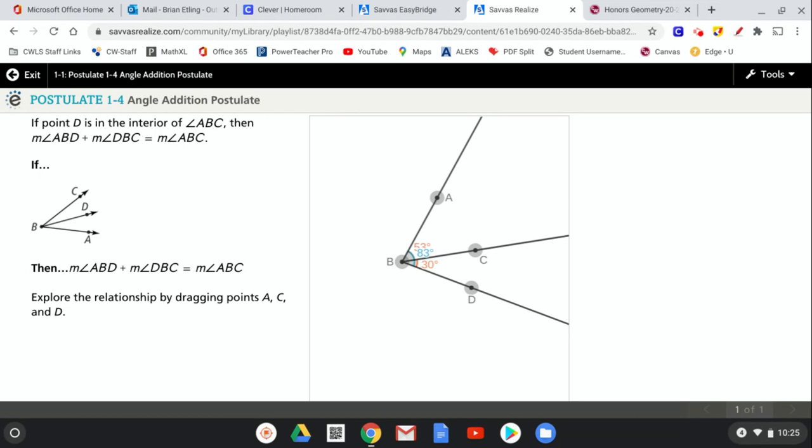And then it shows you that if we split that up with ray BC, we can make that part bigger, smaller. We can make the other part bigger, smaller. So this is just something to play around with, all right?